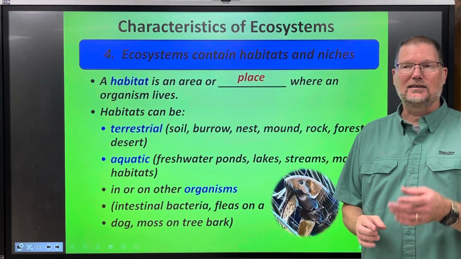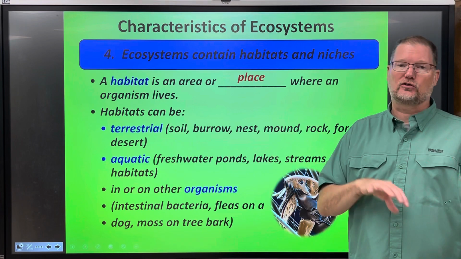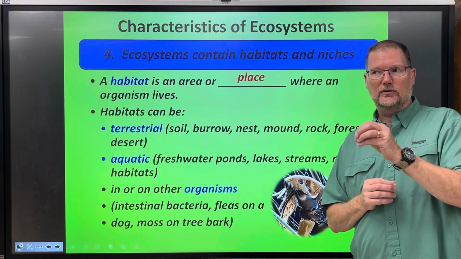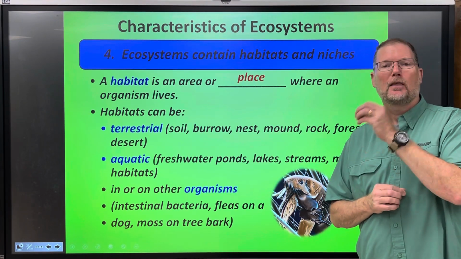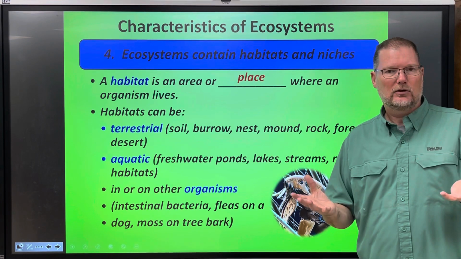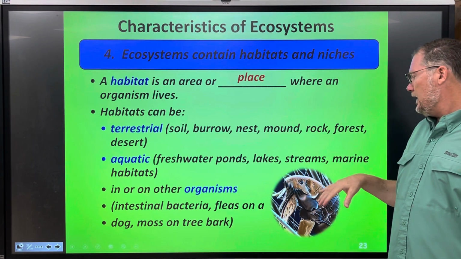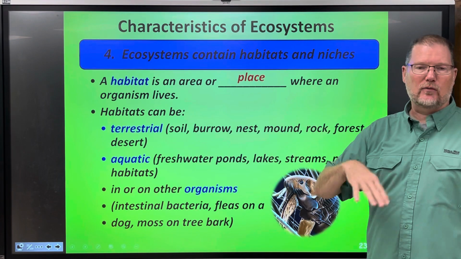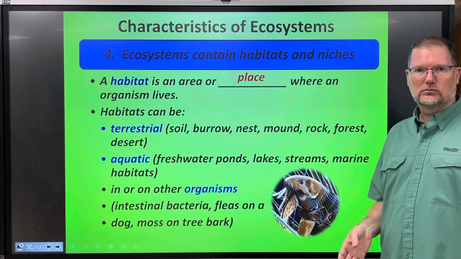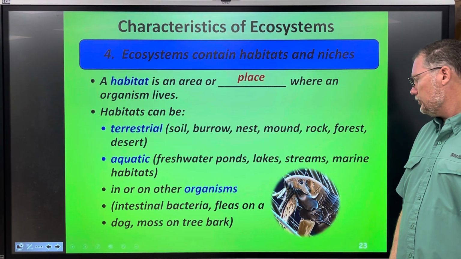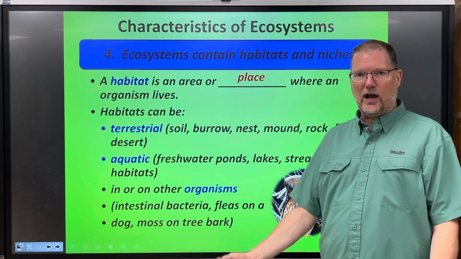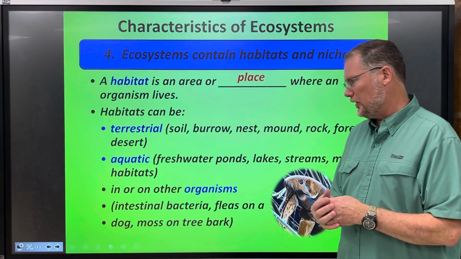Aquatic is anything that's in the water, fresh or salt. Marine means salt specifically. Aquatic is just wet. So anything living in streams, lakes, rivers, ponds, ocean, beach, anything. Marine habitats. So coral reefs and that type of thing.